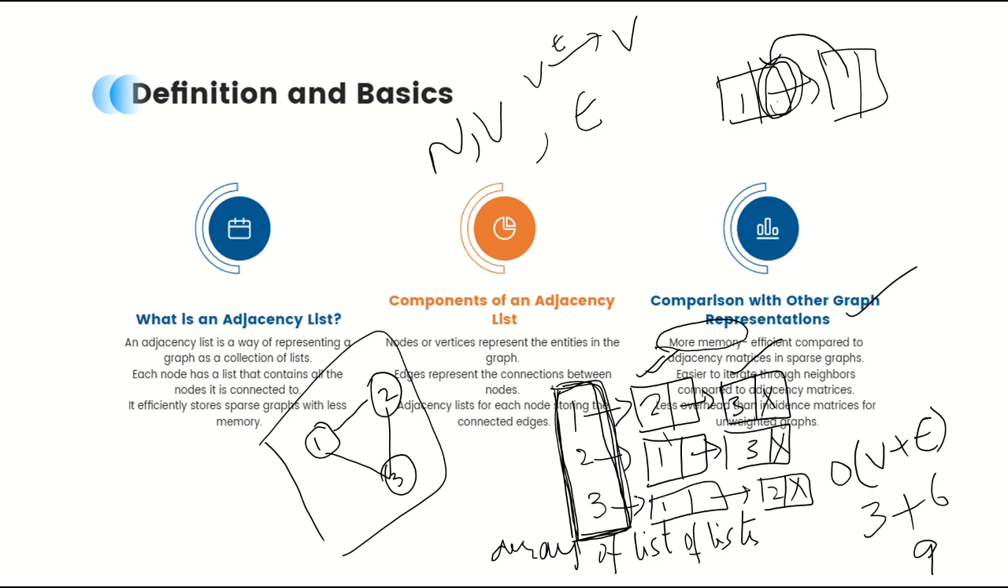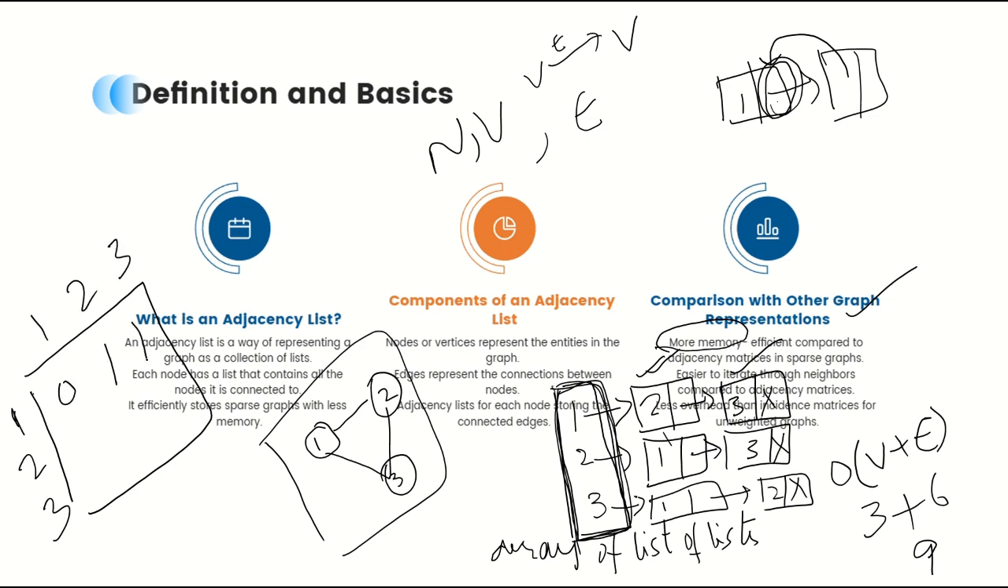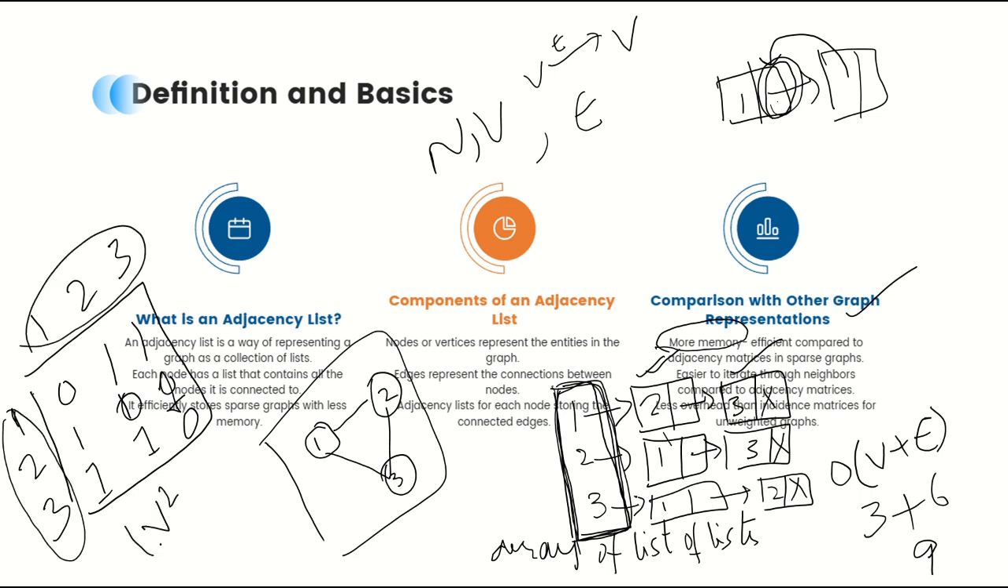Now let us understand for the same graph how much space the adjacency matrix takes to store its values. In the adjacency matrix we create 1, 2, 3 by 1, 2, 3. 1 to 1 is 0, 1 to 2 is 1, 1 to 3 is 1, 2 to 1 is 1, and so on. The space this adjacency matrix takes to store these values is order of V square. Now 3 square is 9.